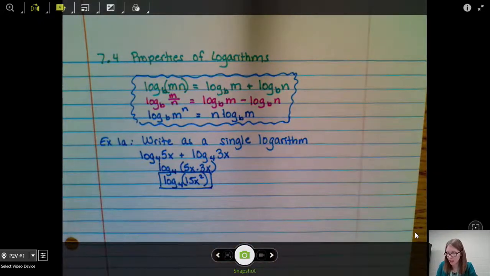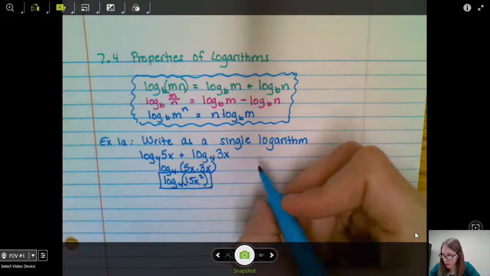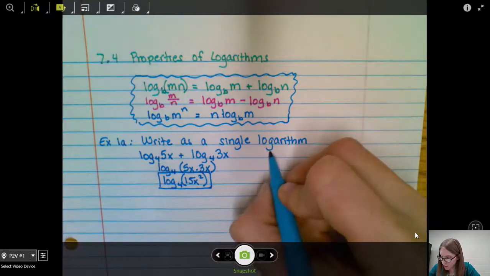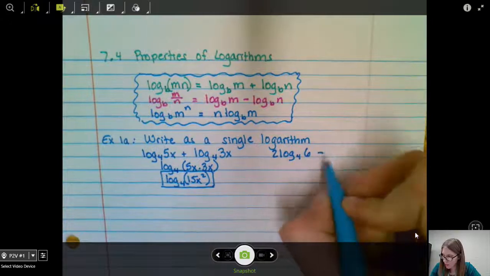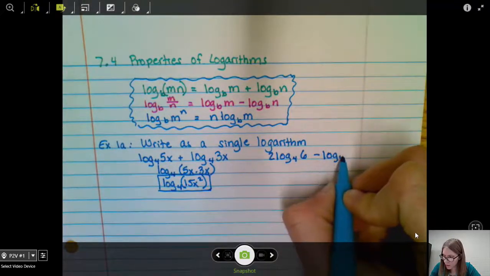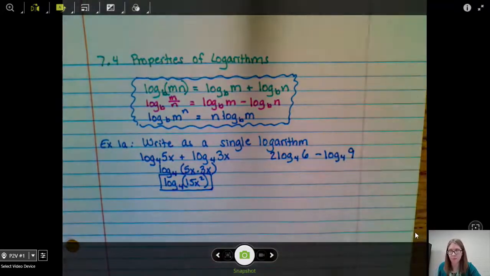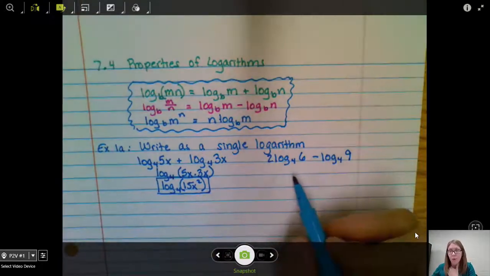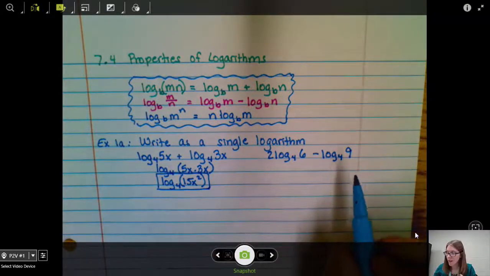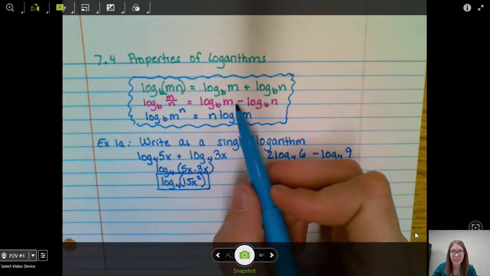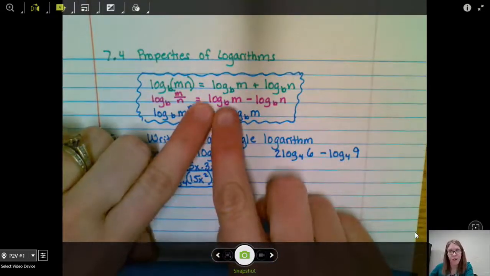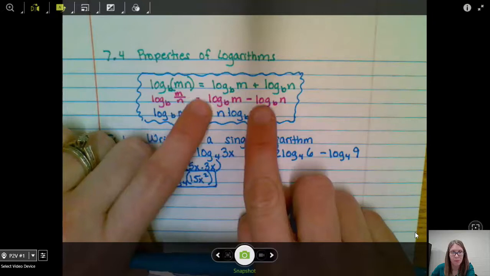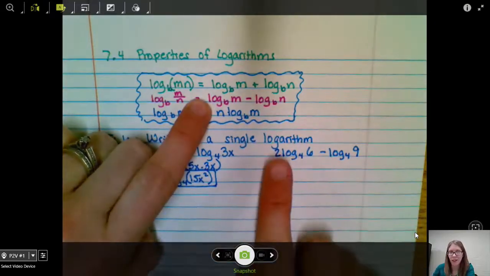The second example, we have a little more work we have to do before we get going. So our problem here is 2 times the log base 4 of 6 minus the log base 4 of 9. Now I noticed right away that I have one log minus another, and that makes it look like I need to use the second property. But look at these logarithms here. I don't have any numbers in front. I have a number in front here.